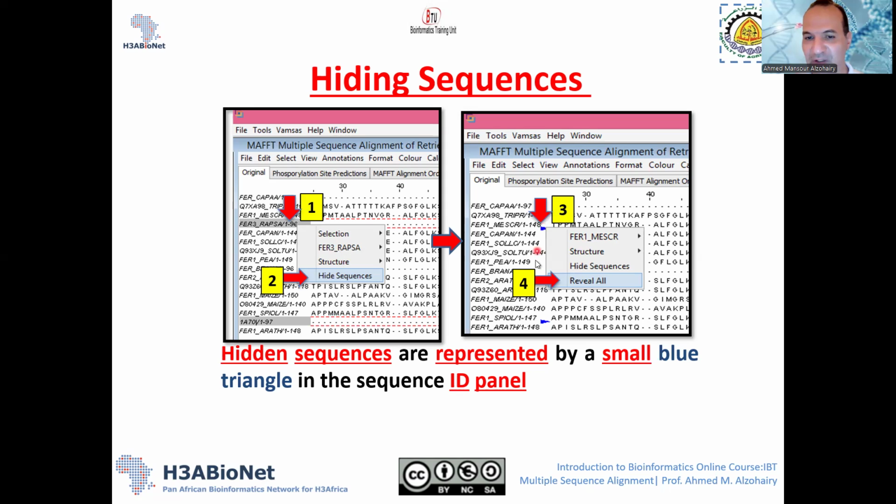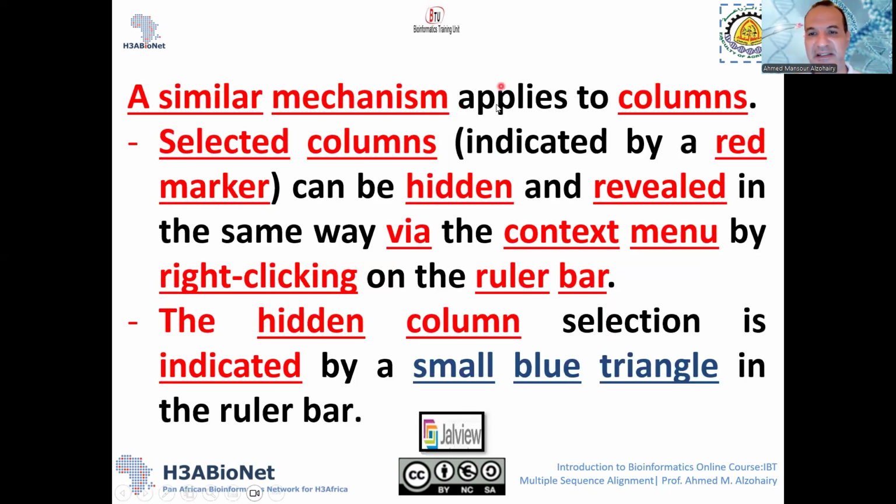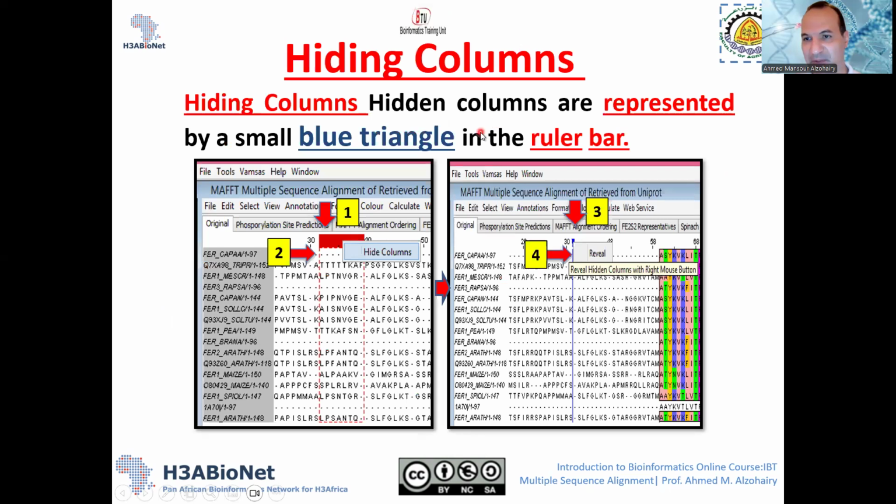If you want to reveal them back, just right click again on that sequence and from this context menu, at arrow number 4, press reveal all. When you press reveal all, it will reveal the hidden ones here. Okay, so this is how to hide the sequence. Of course, a similar mechanism applies to the columns.